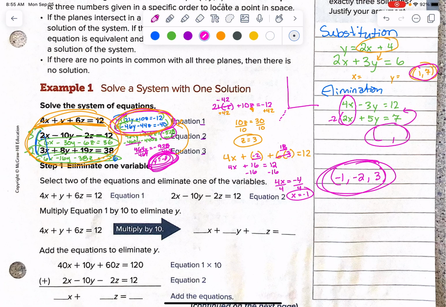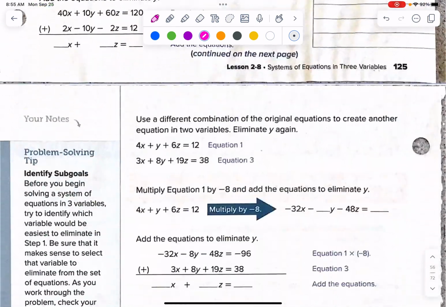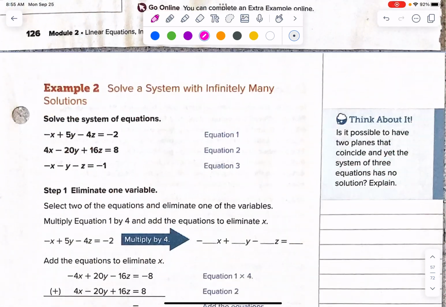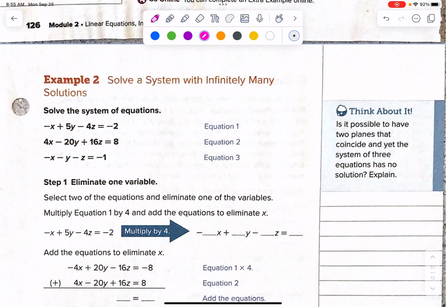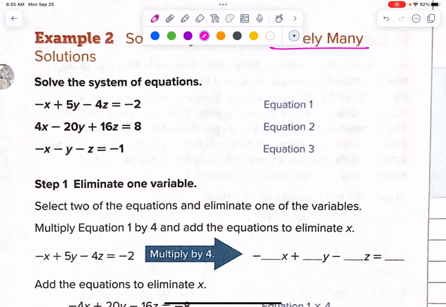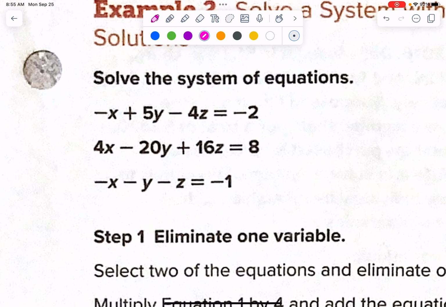That was example 1. We've got one more example to do, and then that's it. This one has one solution. The next one's not going to have one solution. It's going to be, like, icky. Well, actually, these ones, when they have infinitely many solutions or no solutions, they're actually easier. So, here we go. Let's see what we're going to do.